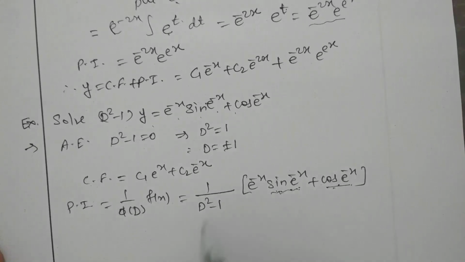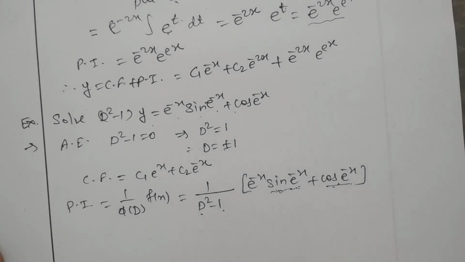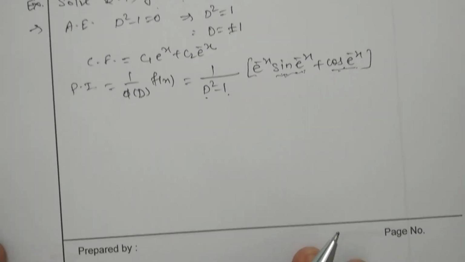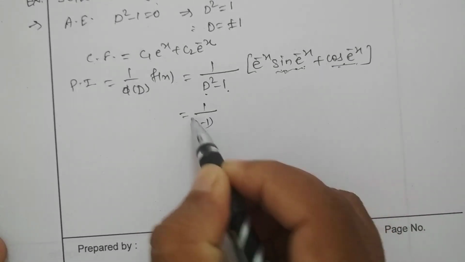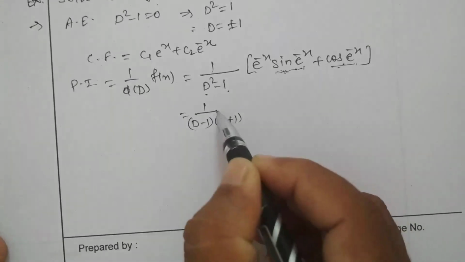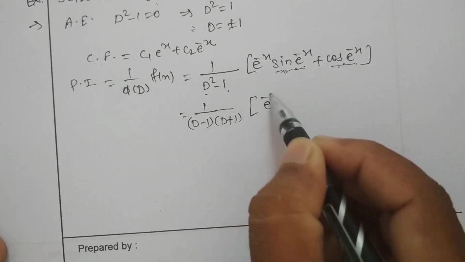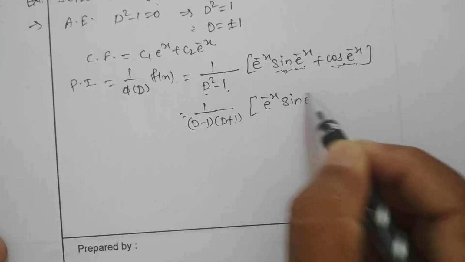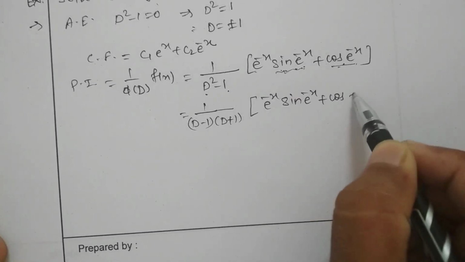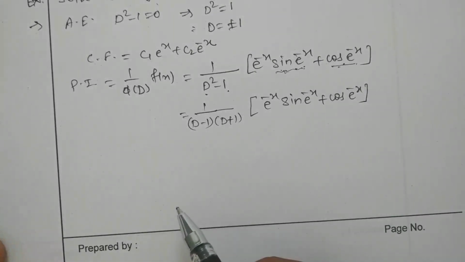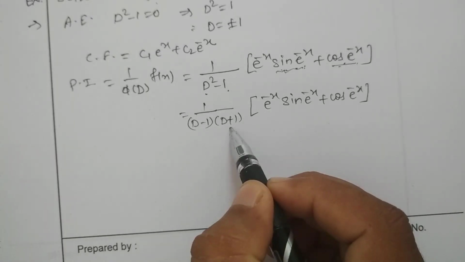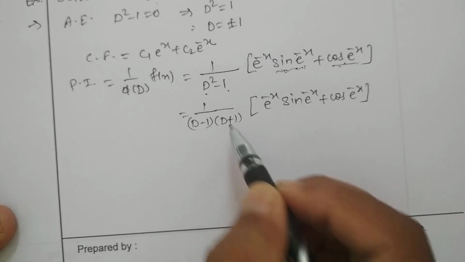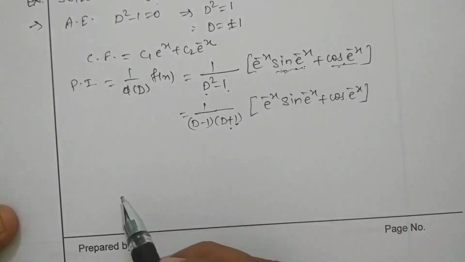So for that, write the factors of this D square minus 1. What are the factors of this term D square minus 1? D square minus 1 can be written as D minus 1 into D plus 1, in bracket e raised to minus 6 sin of e raised to minus 6 plus cos of e raised to minus x. Now apply the factors one by one. So first apply the 1 upon D plus 1 factor. So what will you get? After applying this D plus 1 factor, the value of m is 1.